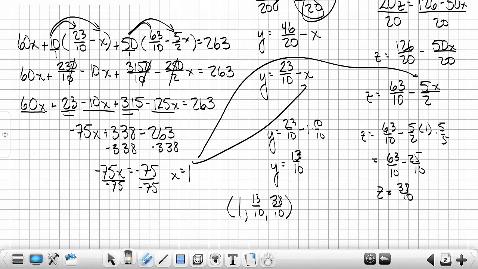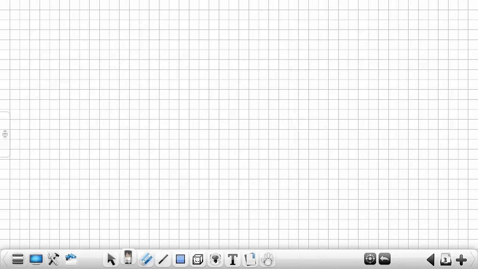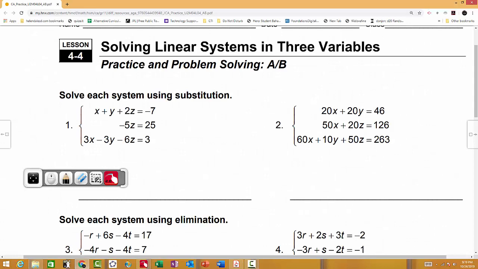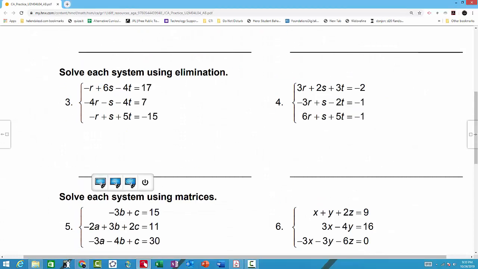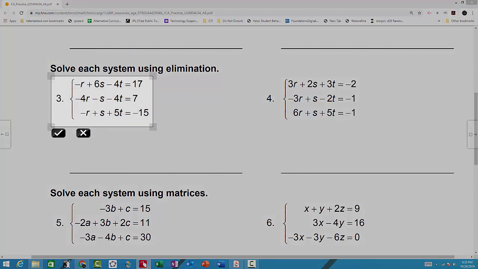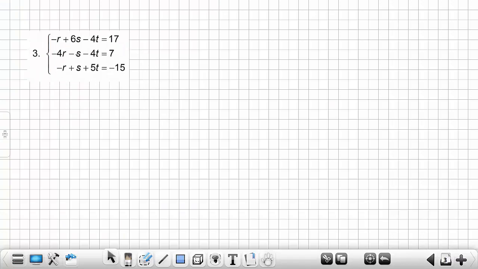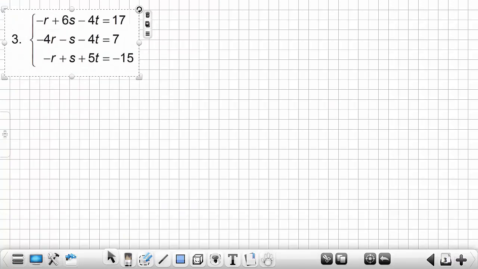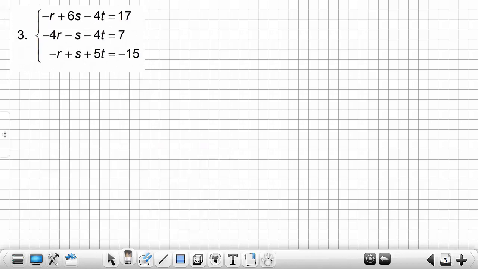All right, that's problems 1 and 2, so we'll see how you guys did on those. Gonna copy that over. So we choose a variable to get rid of. For the heck of it, I'm going to choose s. Label my equations 1, 2, and 3.